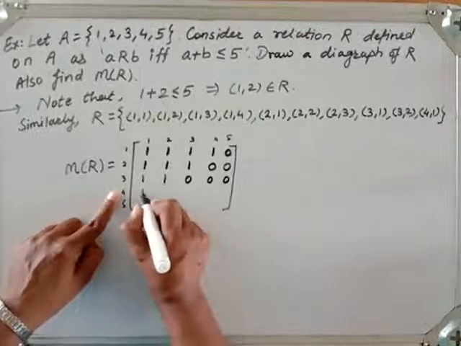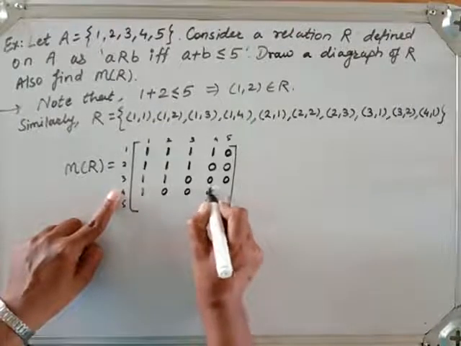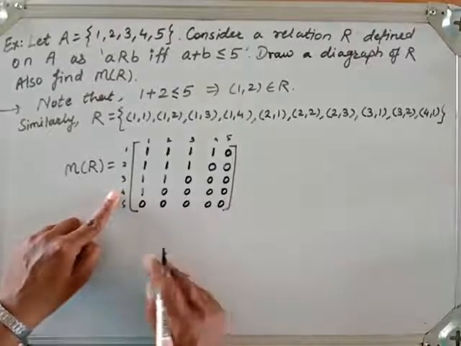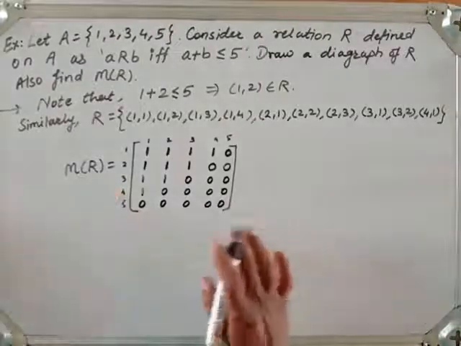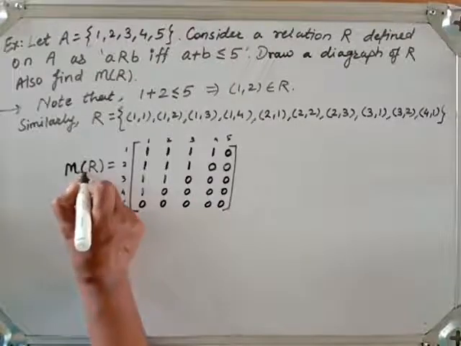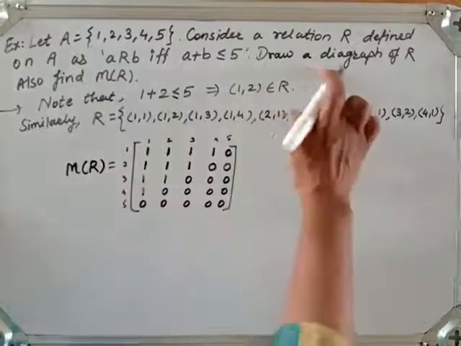4,1 is there, so 1. Here 0, 0, 0, 0. And for 5, not a single element is there, so 0. Fine. This is our matrix representation for this relation R. Now let me draw a diagram for this.